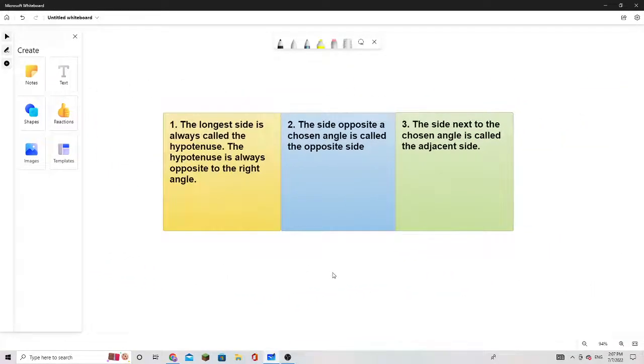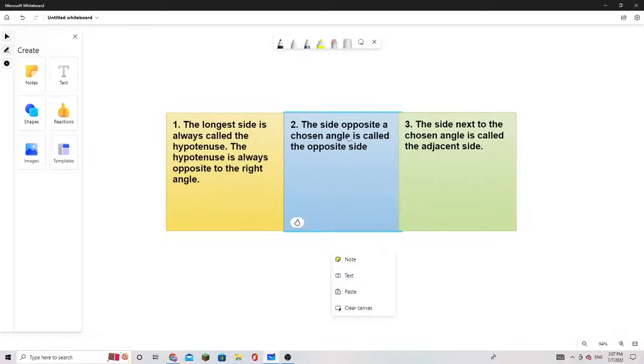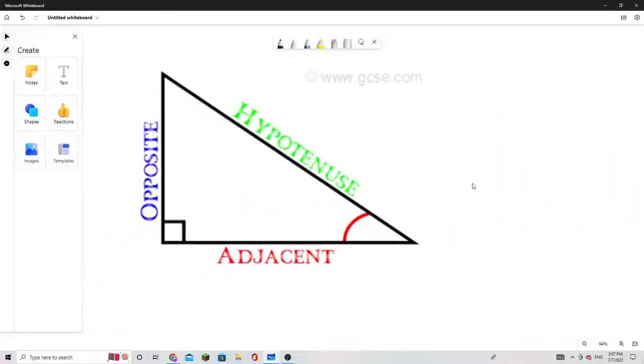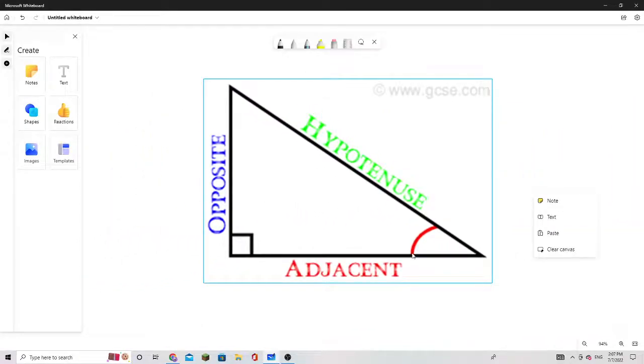2, the side opposite a chosen angle is called the opposite side. Now, that's pretty easy to understand. So, it's pretty straightforward. The angle is here, and the opposite would be this over here. And that's because this angle is touching this line, and this is the only line it doesn't touch, making it the opposite.